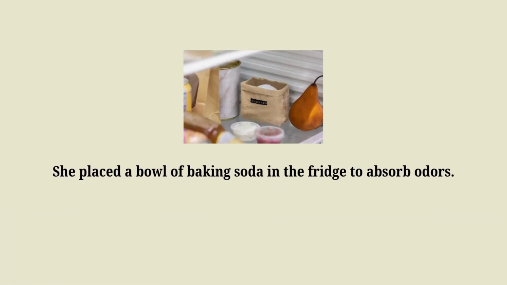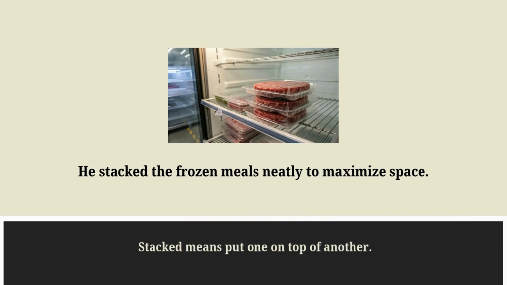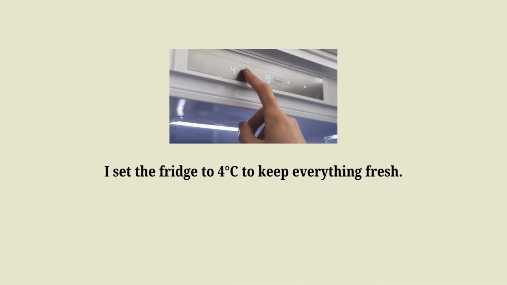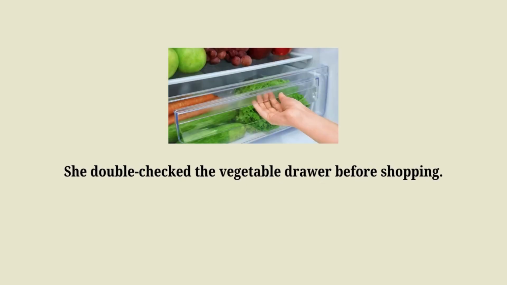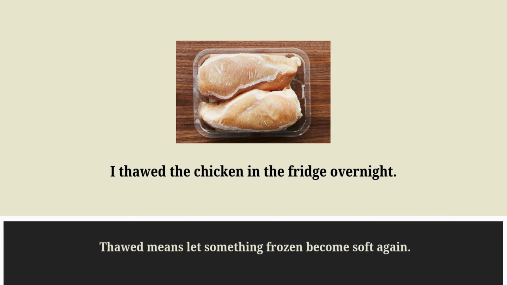She placed a bowl of baking soda in the fridge to absorb odors. He stacked the frozen meals neatly to maximize space. Stacked means put one on top of another. I set the fridge to 4 degrees Celsius to keep everything fresh. She double-checked the vegetable drawer before shopping. I thawed the chicken in the fridge overnight. Thawed means let something frozen become soft again.